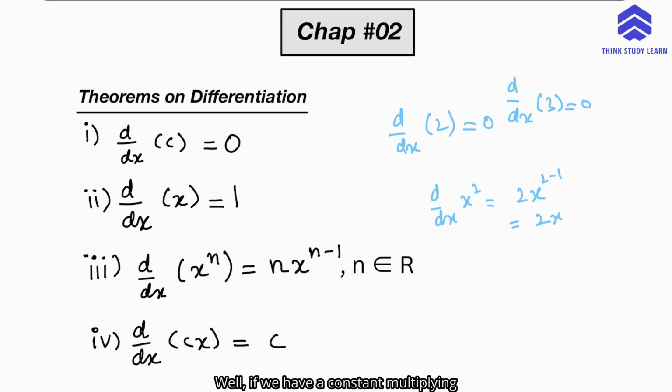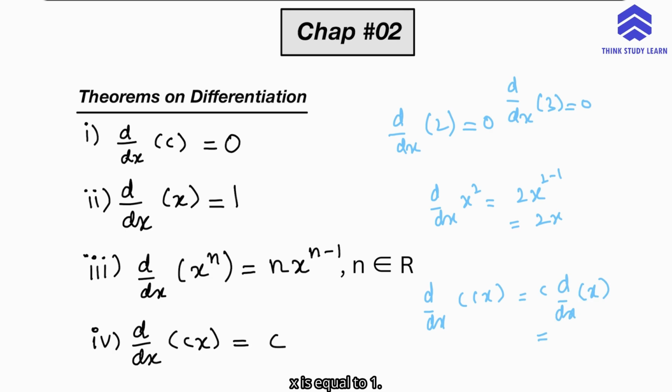Well, if we have a constant multiplying with a variable, which is cx, we would be left with c, or a constant. Now, how is that? d over dx cx. We know that a constant comes out of the derivative by the property, and we know that the derivative of x is equal to 1, so we would have c as our final answer.